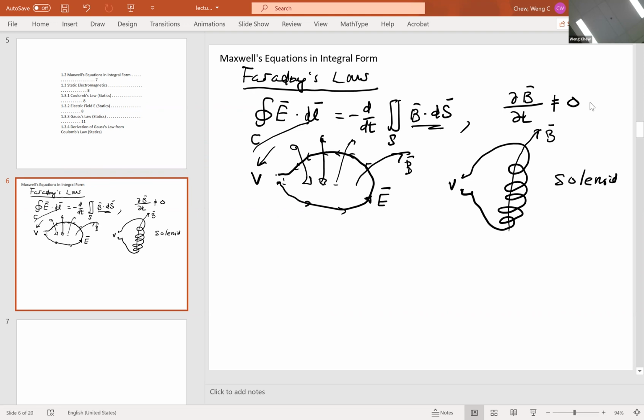Any questions on Faraday's law? It is a pretty important law. The amazing thing was that it was discovered experimentally. And then we have Ampere's law.